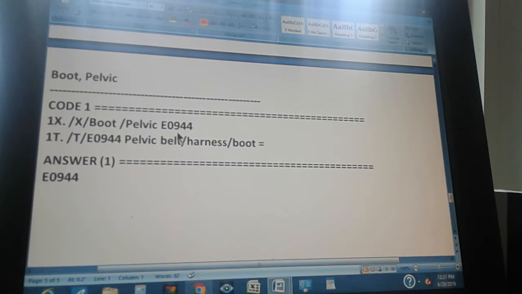Now we're going to check this code in the tabular. First you go to the tabular. Then you go to E0944, which is the code that you found in the index. And what does it read there? Pelvic belt, harness, boot. Right. This code is for a pelvic belt, a pelvic harness, or a pelvic boot, which are similar names for similar products, right? So we choose the pelvic boot, and that's the one that we need. That's why there's an equal sign there, and the answer is E0944.